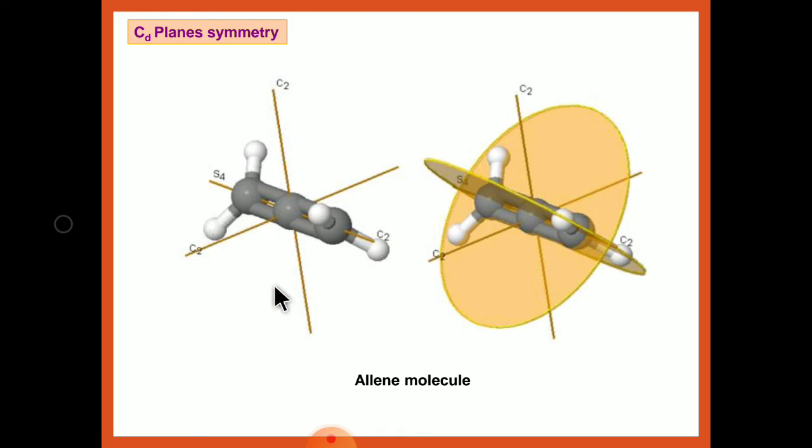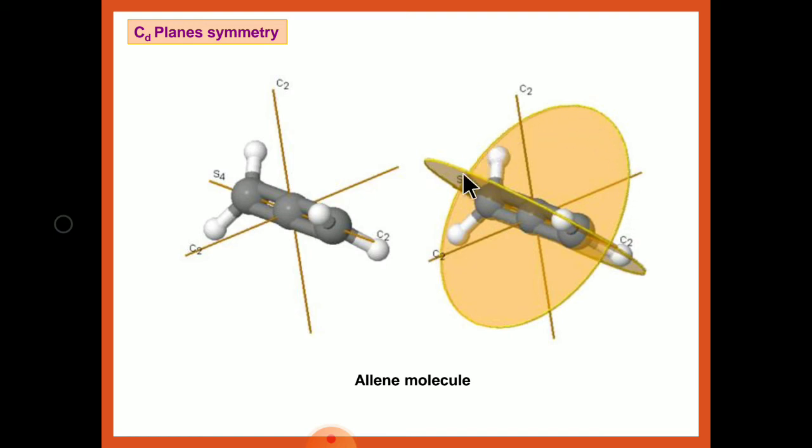Now here, this is the molecule of allene. So this is the x-axis and this is the y-axis, and the z-axis is passing through the 3 carbon atoms. So two dihedral planes, that is, one plane is shown.